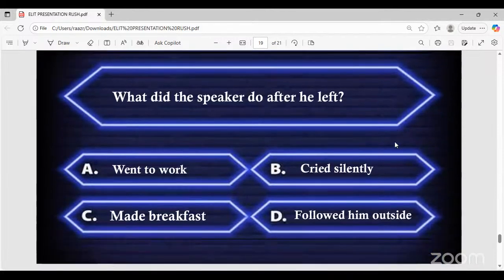Okay, the ninth question. What did the speaker do after he left? A went to work. B cried silently. C made breakfast. D followed him outside. Okay, what did the speaker do after he left? That's the question.